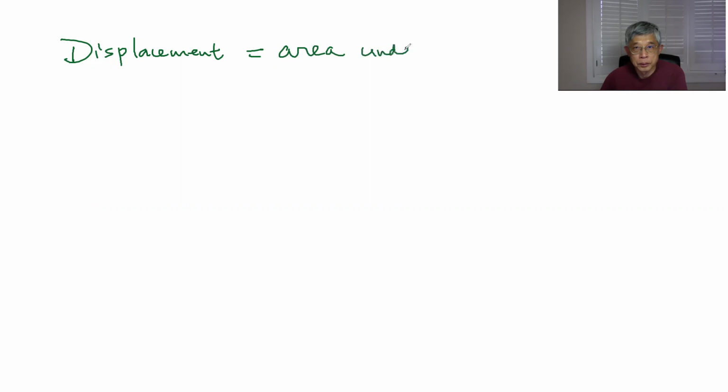Hi, today we're going to talk about the displacement. It's an area in the velocity versus time graph. Okay, so displacement is equal to the area under the velocity versus time graph. Okay, so how do we do that? So let's start with the constant velocity case.